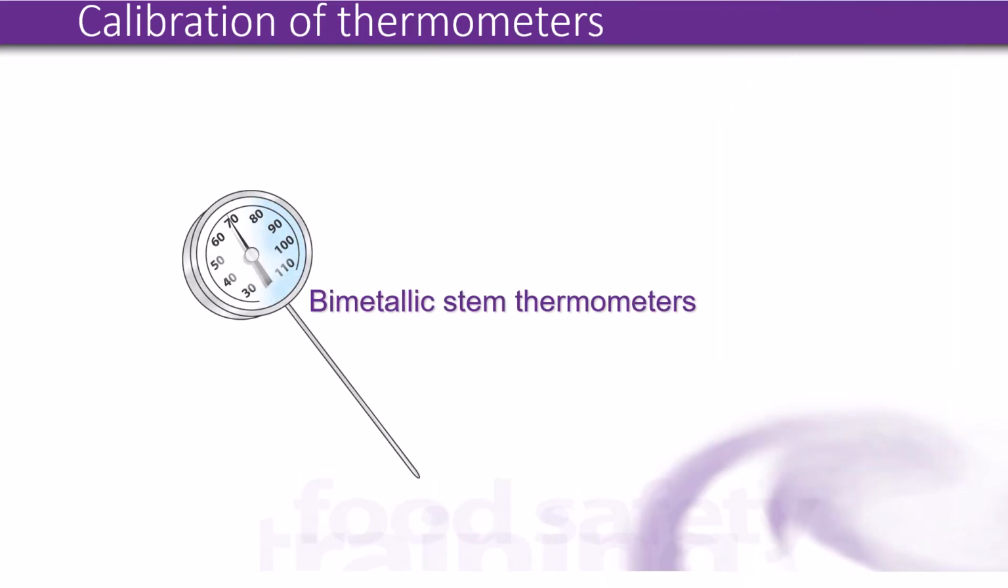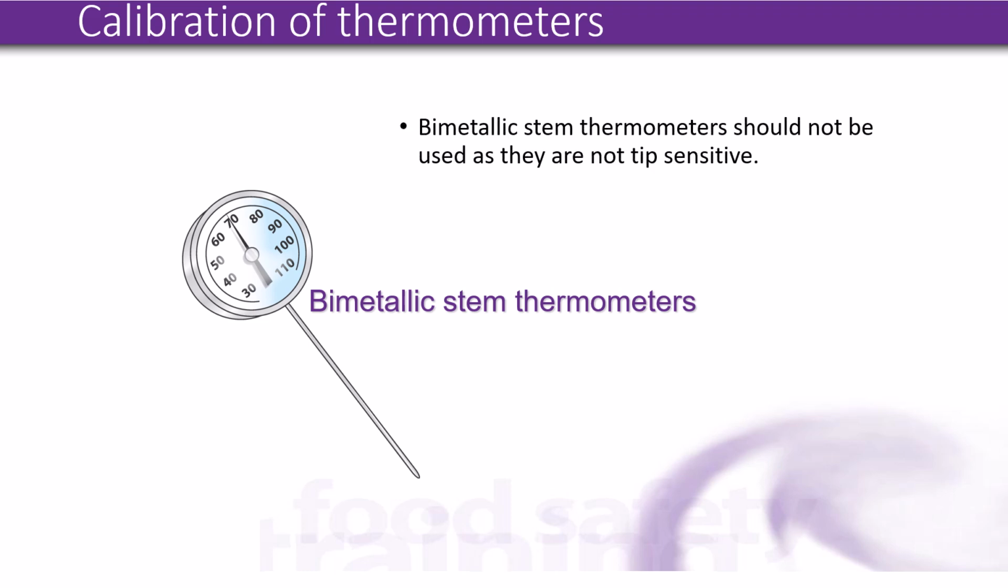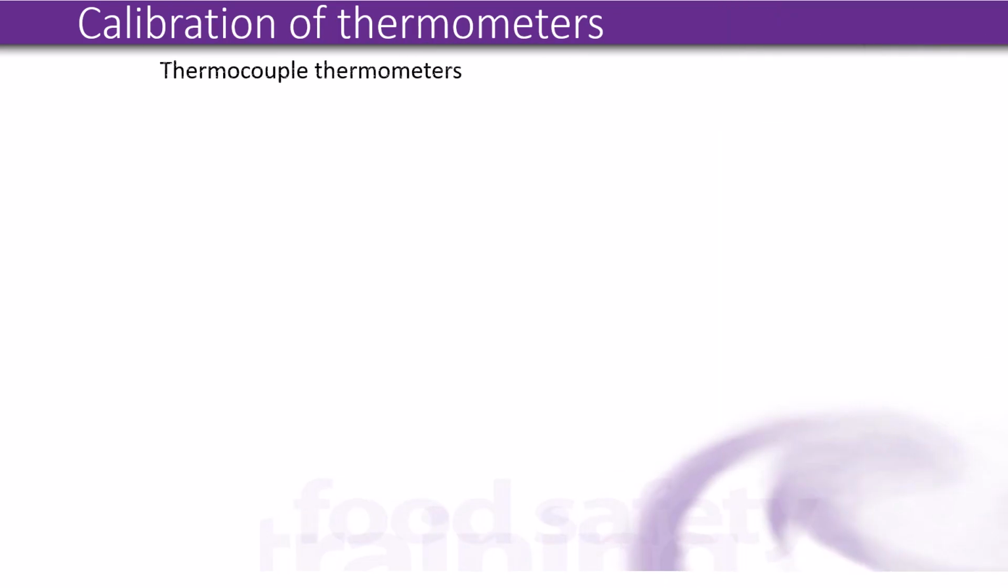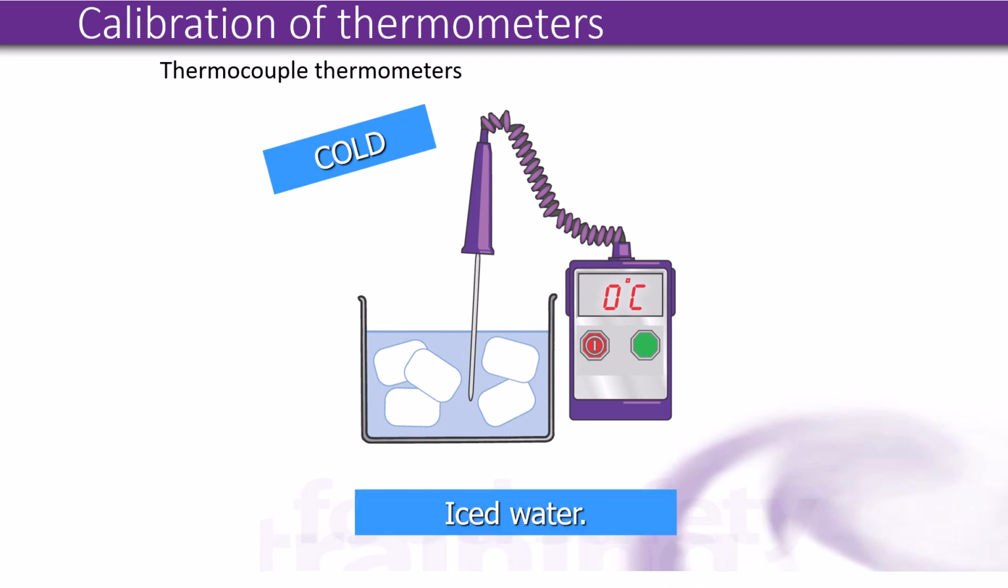Calibration of thermometers. Do not use bimetallic stem thermometers as they cannot be calibrated and they are not that accurate anyway. They should not be used; they're not tip sensitive either. What you should use are thermocouple thermometers, and these are electronic thermometers which have a digital readout. You can calibrate them. In other words, you can check if they are reading the right temperature by, for example, putting the probe into iced water. That should give you a temperature of 0 degrees Celsius.